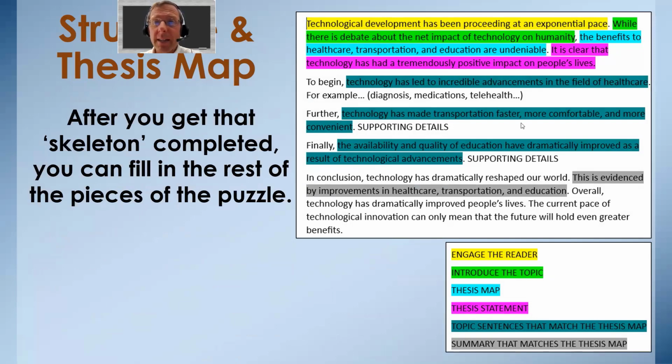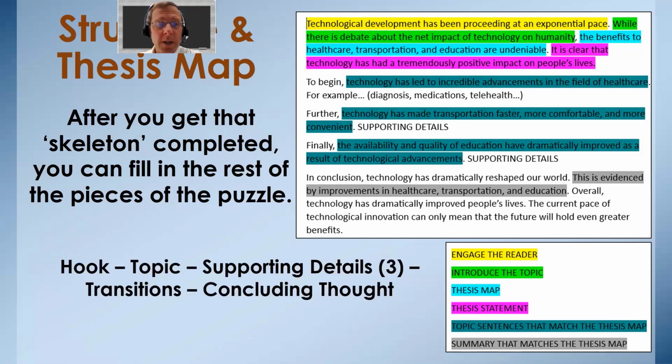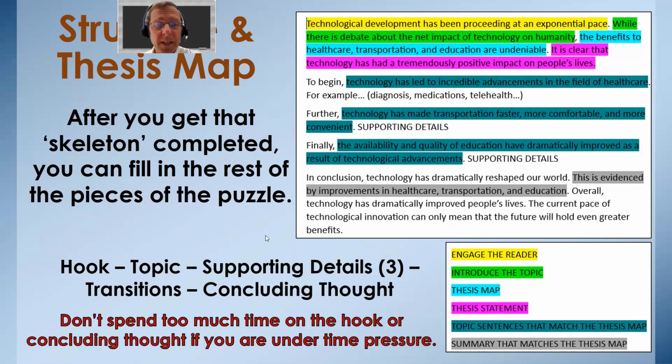So after you get this outline completed, you simply fill in the other pieces of the puzzle. That's your hook, your topic, your supporting details, include transition words, and a concluding thought for your conclusion. Okay, don't spend too much time on the hook when you're in a standardized testing environment. You just want to come up with a strong sentence to engage the reader.